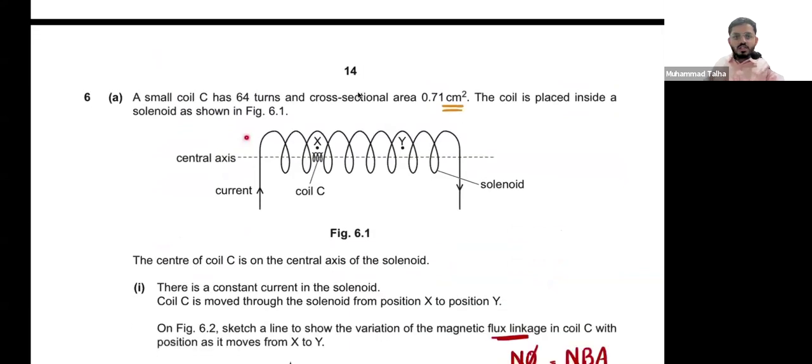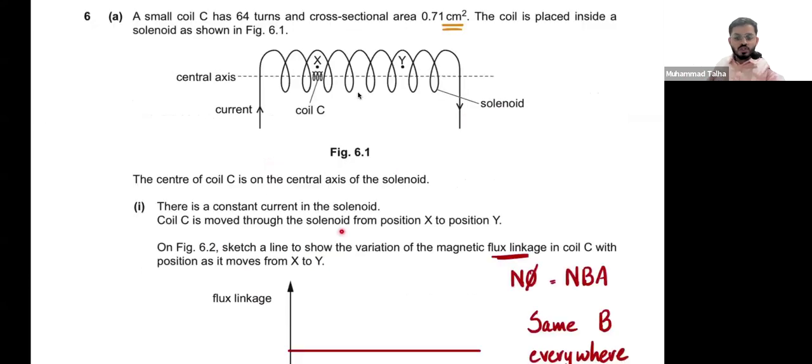Question number 6. Small coil has 64 turns, cross-sectional area is in centimeters squared, so I would need to convert this. Coil is placed inside a solenoid as is shown in 6.1. Center of the coil C is on the central axis of the solenoid. So it's moving along this line, all along this line. It's not moving vertically up or down. There is a constant current in the solenoid. Coil C is moved from position X to position Y. On 6.2, sketch a line to show the variation of the magnetic flux linkage in coil C with position as it moves from X to Y.